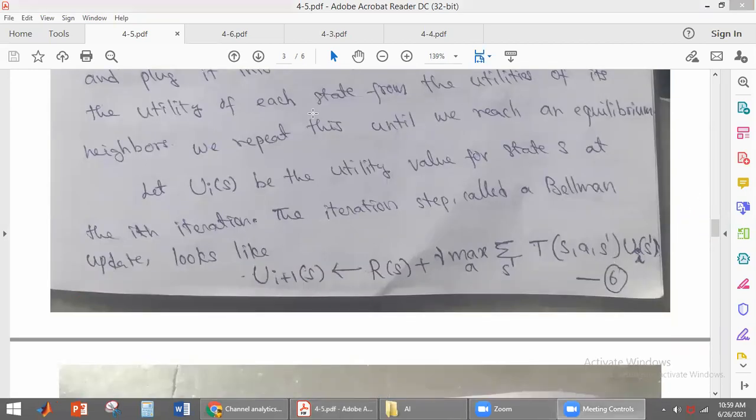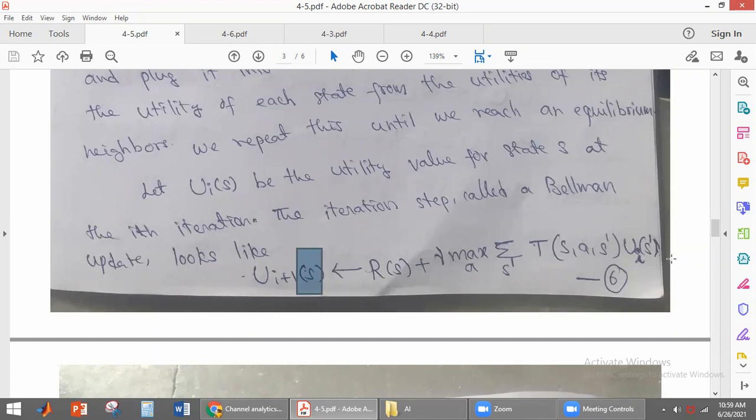Here, U_i is the utility values of state S. In every iteration we are finding the utility values again for the same states. This process will continue until there is no difference between the previous and next utility values. Till then it will continue. For every state we are finding the utility values in each and every iteration.